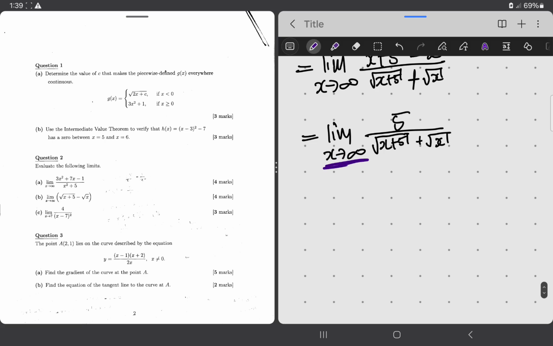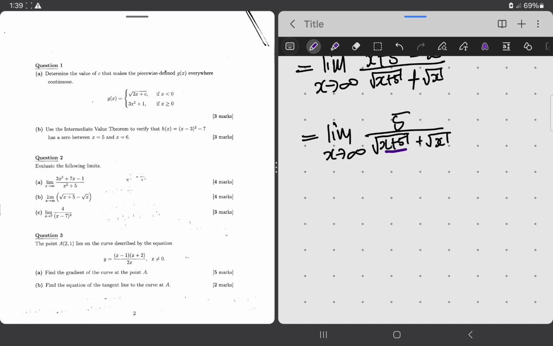To get this limit at infinity, we divide everything at the top and at the bottom by the highest power of x that you are seeing in the denominator. And what is the highest power of x you're seeing in the denominator? It is an x which is inside a square root. The x inside a square root is just an x to the power of half. But if you put it inside the square root, it will be just an x. But when it's outside here, it is x to the half, okay?